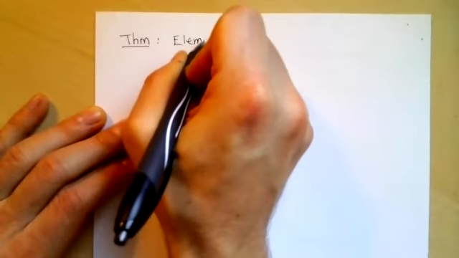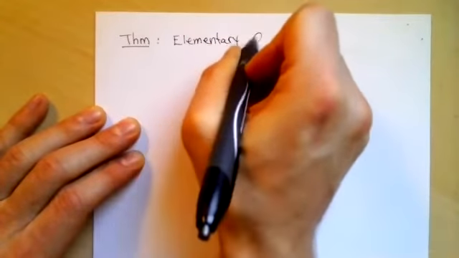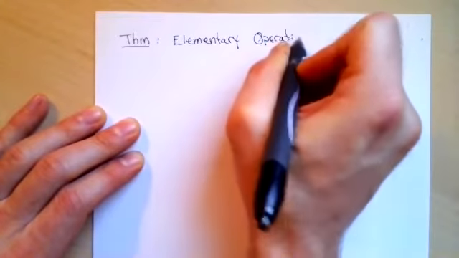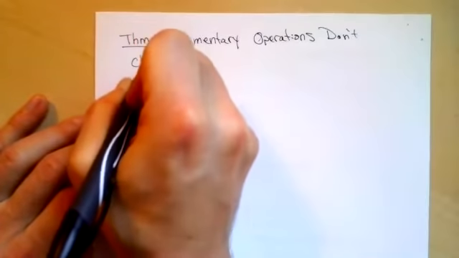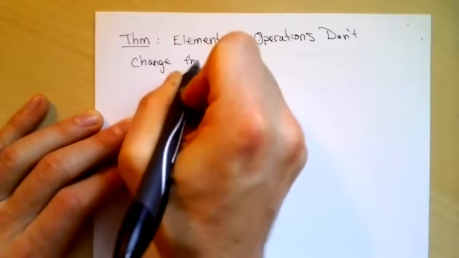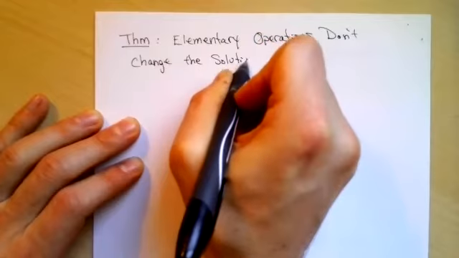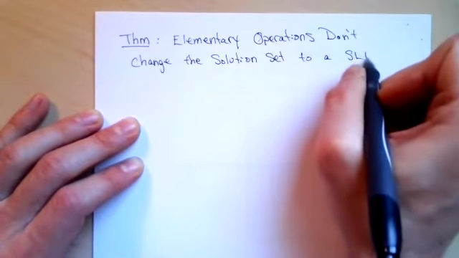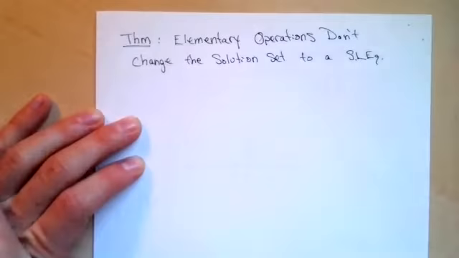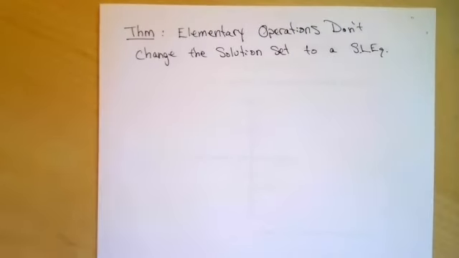Okay, so I kind of just mentioned it as we were working, but the theorem is: elementary row operations, or elementary operations, don't change the solution set to a system of linear equations. Which is why we like to do them.